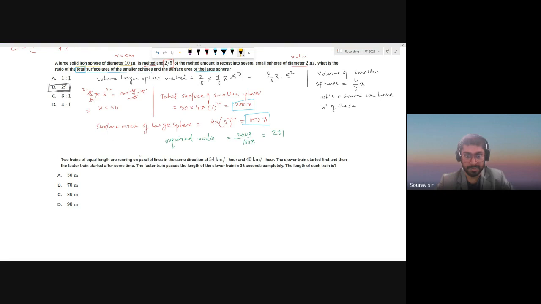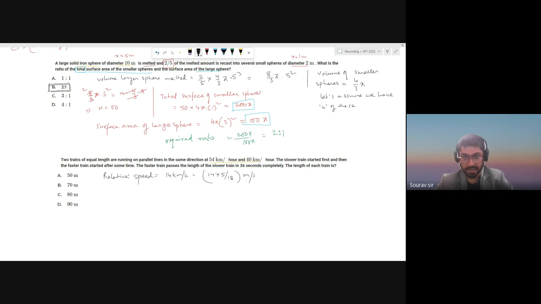It's from speed distance time. The speeds of the trains are given, so calculate relative speed. This is 14 since they travel in the same direction. 14 kilometer per hour means 14 times 5 by 18 meter per second.